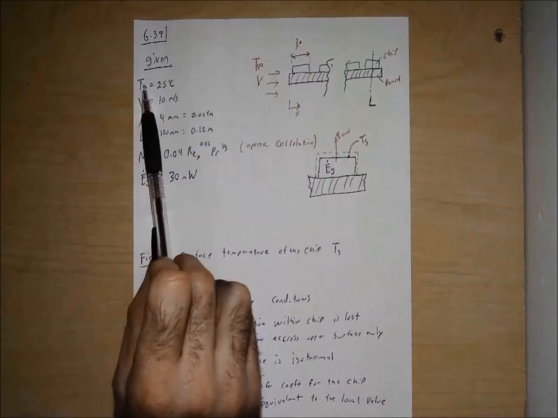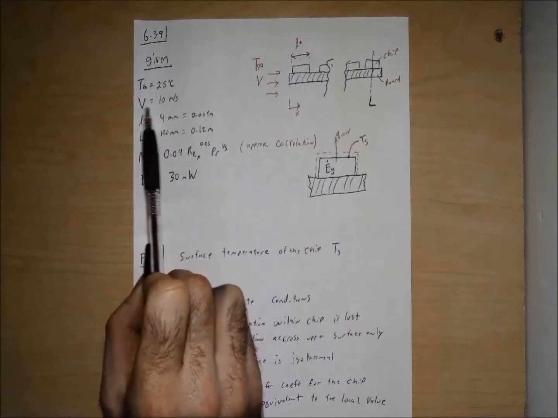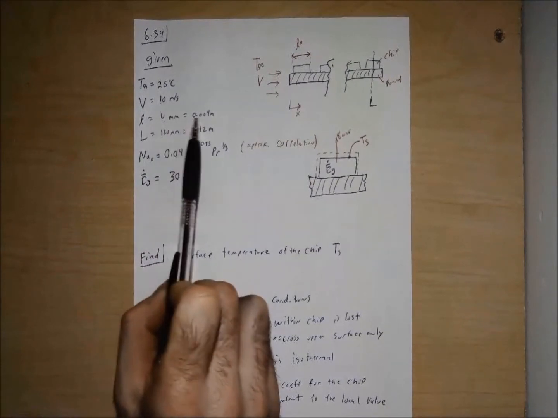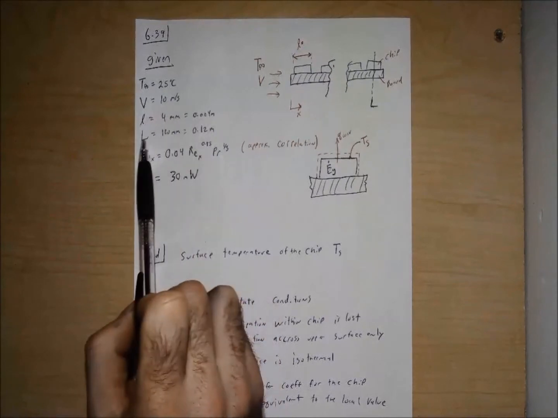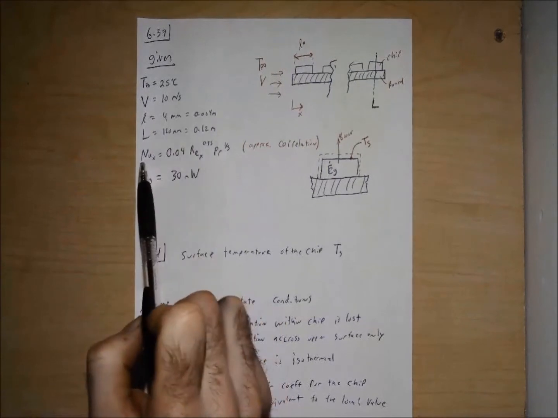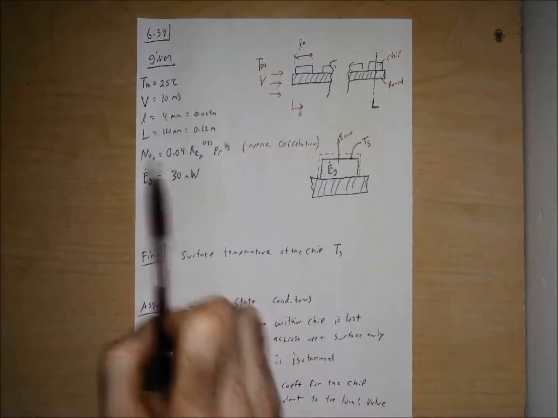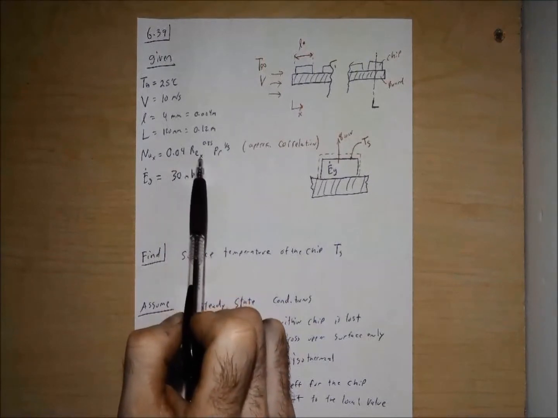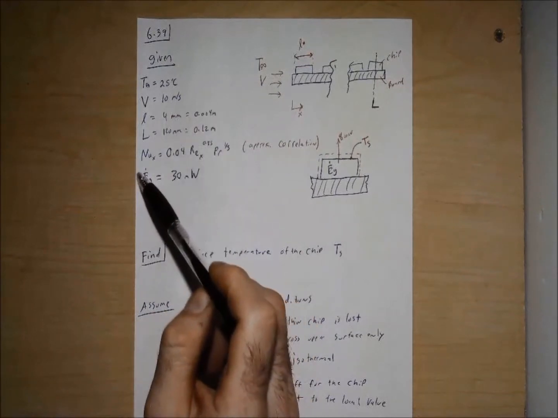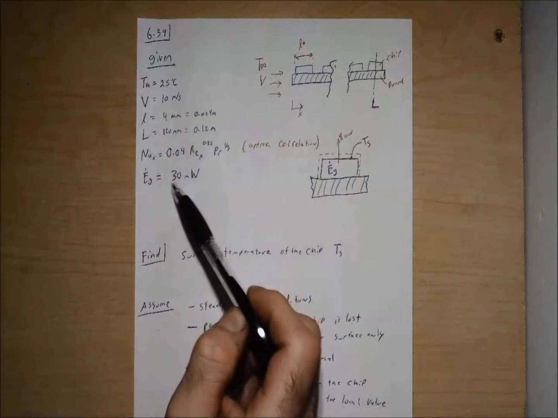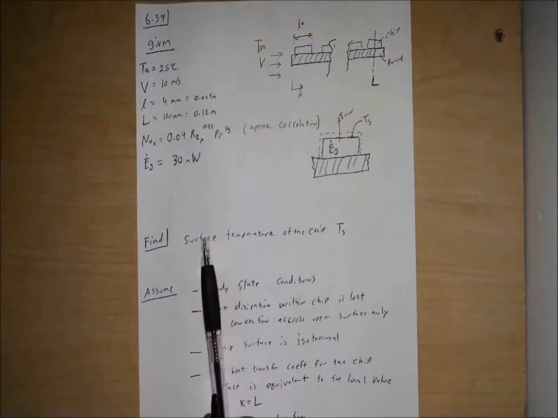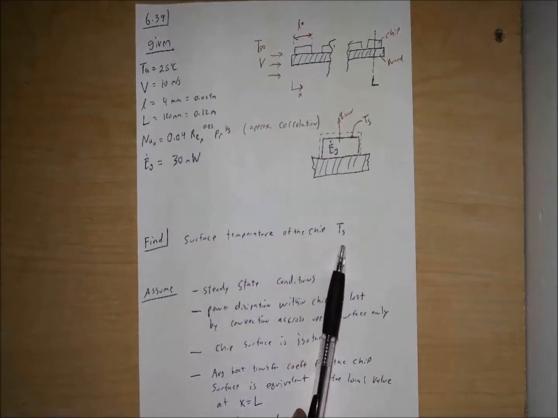Now we know they give us T infinity equal to 25 degrees Celsius. Our velocity is equal to 10 meters per second. Our lowercase l is equal to 4 millimeters. I decided to convert right away to meters, so 0.004 meters. We have our capital L, the distance from the leading edge, of 120 millimeters, or 0.12 meters. We have our Nu sub x, given in the problem statement, 0.04 Re sub x to the 0.85 times Pr to the 1/3. And we also have our E sub g dot given as 30 milliwatts. So what are they asking us to solve for? They want us to find the surface temperature of the chip. Our T sub s value is what we're looking for.